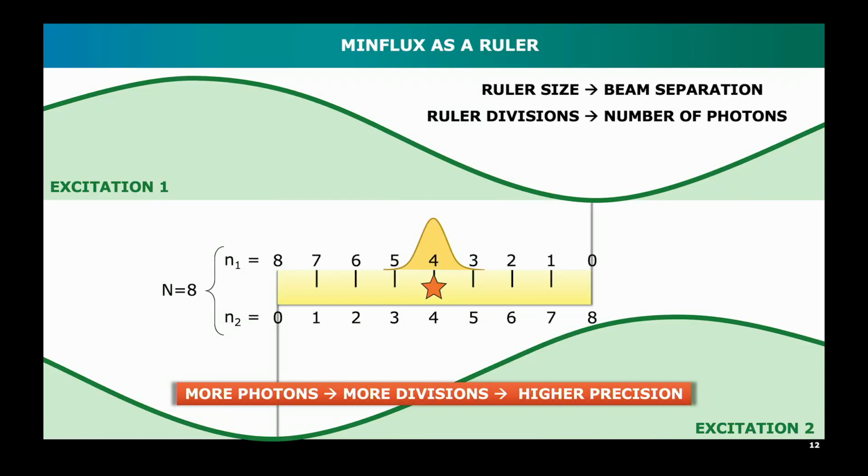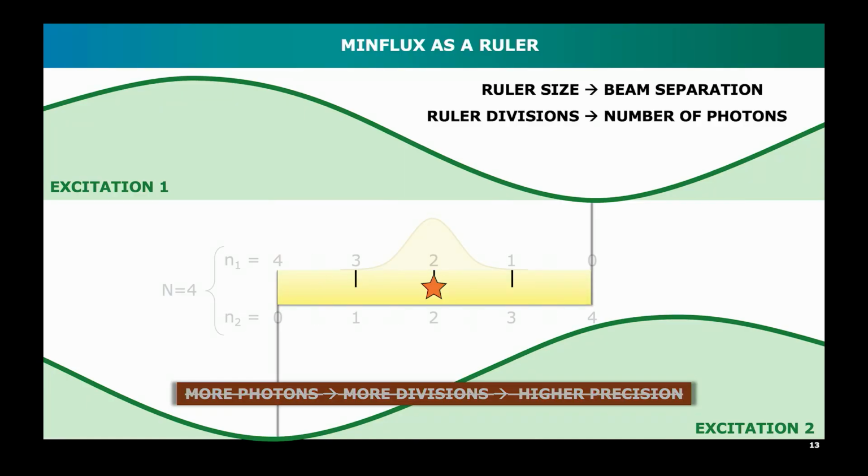If you happen to collect more photons, you're going to get more combinations of photons distributed in the same distance. So each piece of space, or each measurement, would correspond to a smaller piece of space. And that's a way to think of how the precision arises from using more photons. But of course, we don't want to use more photons, right? This is not what I said.